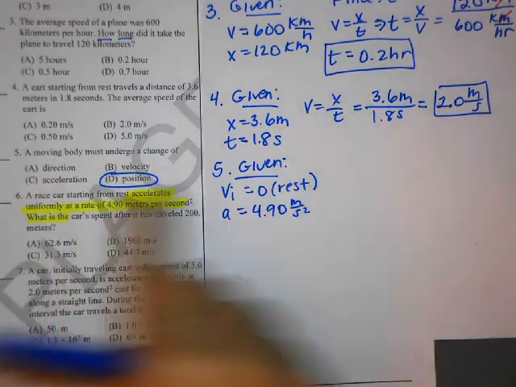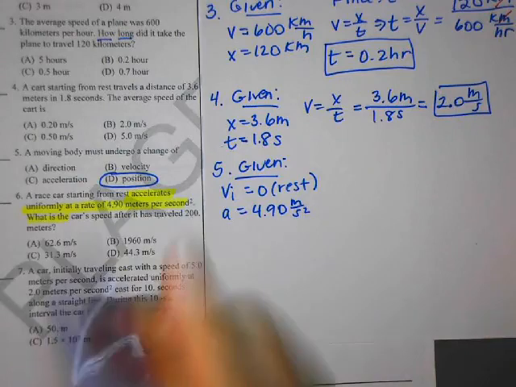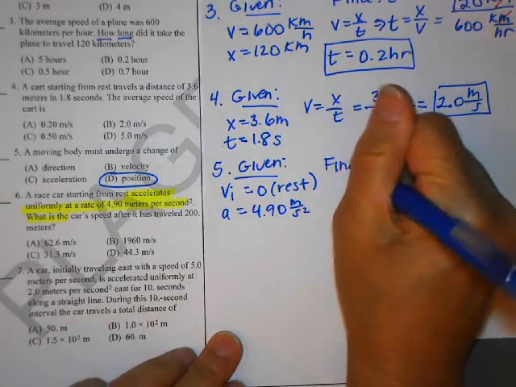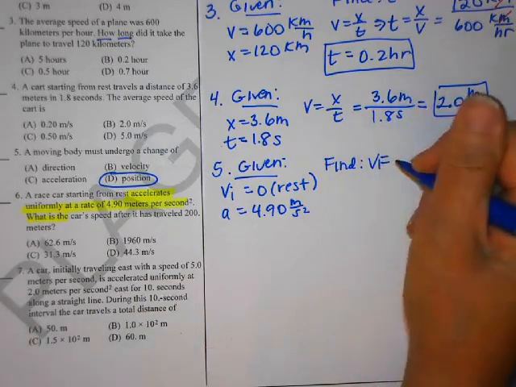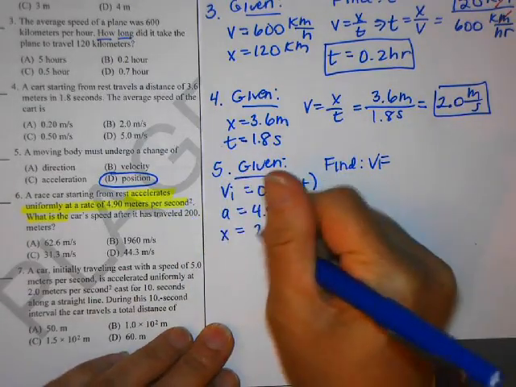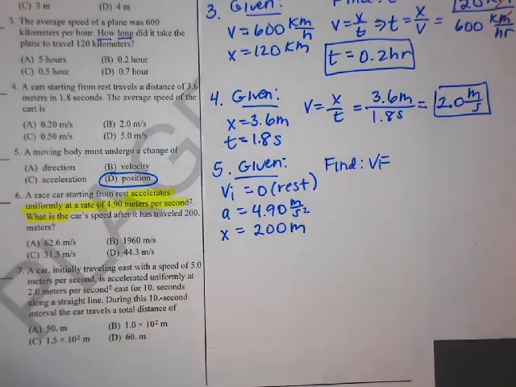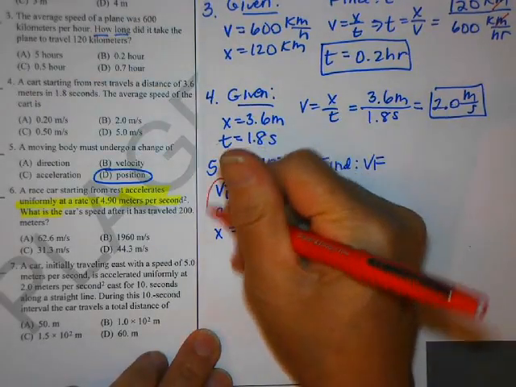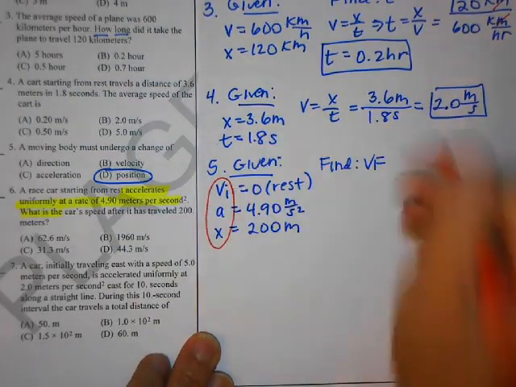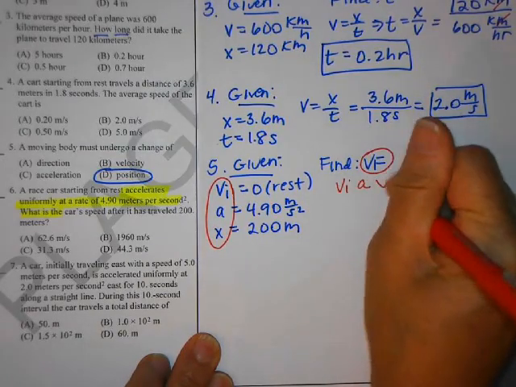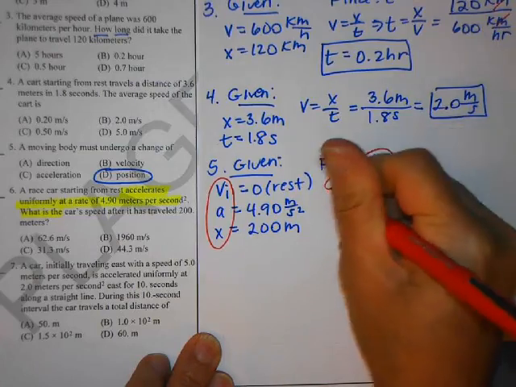Again, we read, we write, we read, we write. What is the car's speed? So I want to find VF after it has traveled 200 meters. So X is equal to 200 meters. So now we're doing our systematic approach to problem solving. This is what I'm given. This is what I want to find. So I'm given VI, A, and X, and I want to find VF.